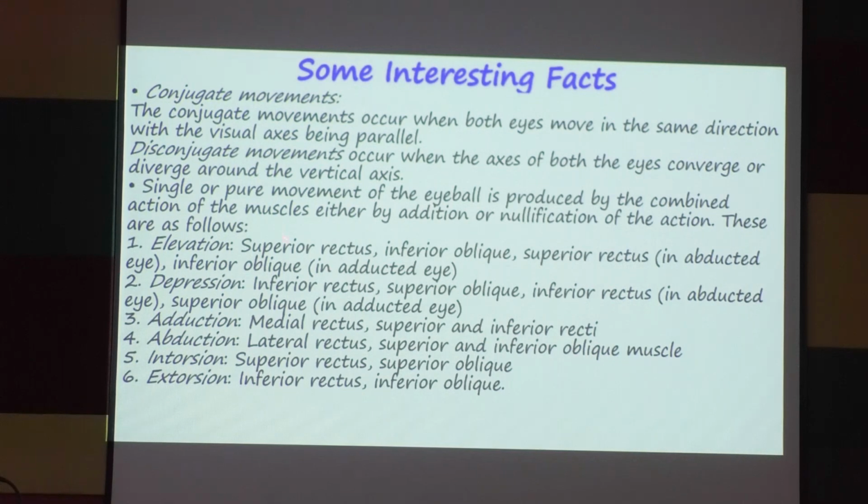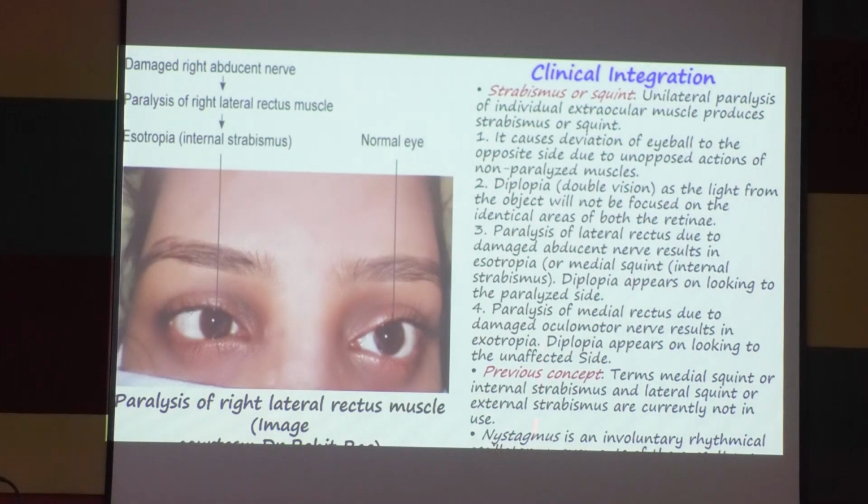Elevation is done by superior rectus and inferior oblique: superior rectus in the abducted eye, and inferior oblique in the adducted eye. Depression is done by inferior rectus and superior oblique: inferior rectus in the abducted eye, superior oblique in the adducted eye. Adduction is caused by medial rectus, superior and inferior rectus. Abduction by lateral rectus, superior and inferior oblique. Intorsion is done by superior rectus, superior oblique. Extorsion by inferior rectus, inferior oblique. These are the clinical aspects.